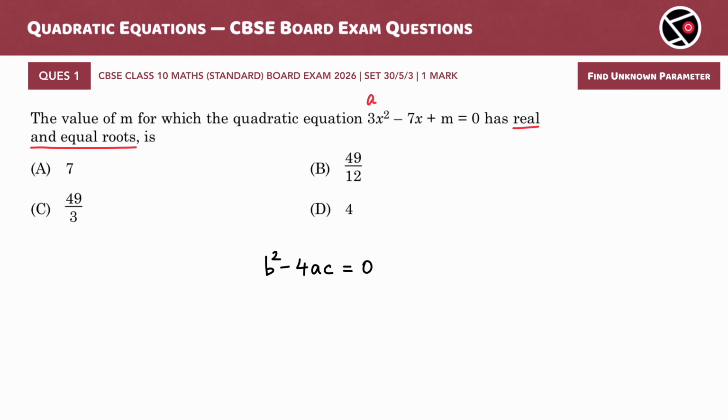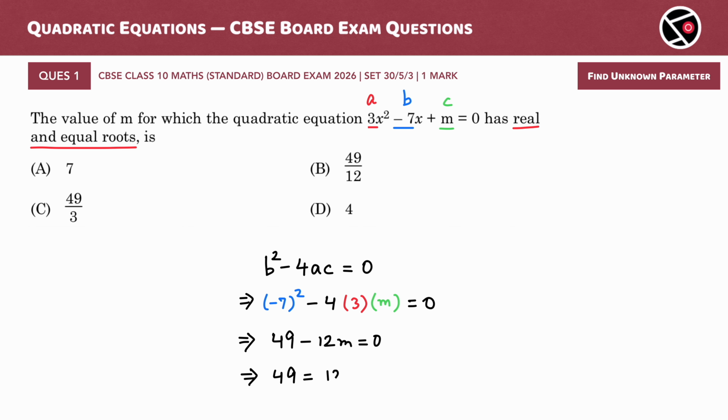A is 3, b is minus 7, c is m. Minus 7 square minus 4 times 3 times m equals 0. 49 minus 12m equals 0. 49 equals 12m. M is 49 over 12. B is our choice.